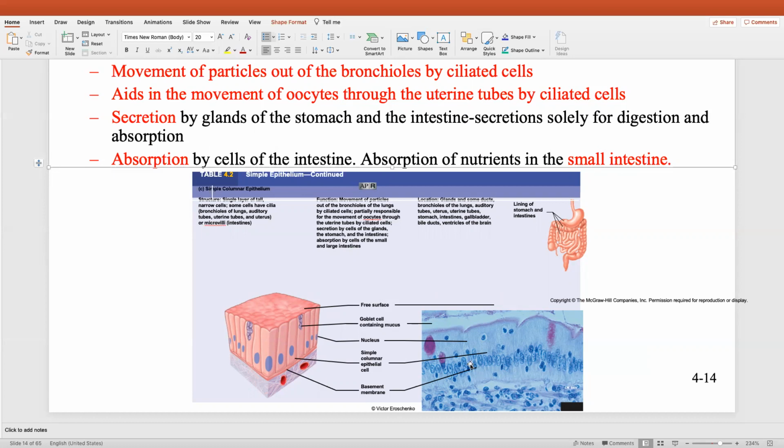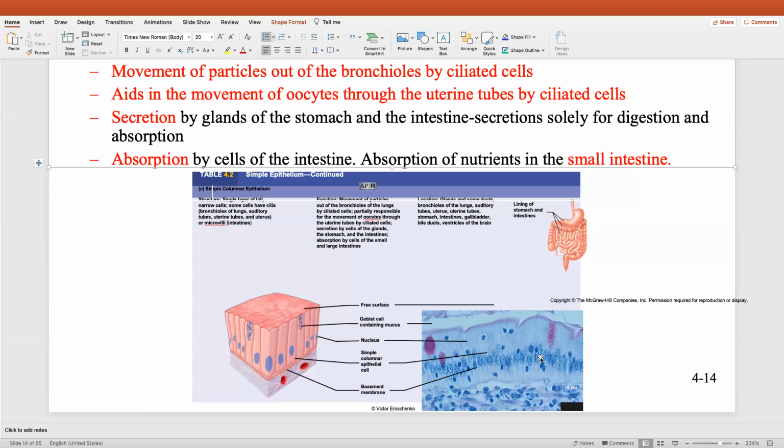So if you take a look at simple columnar cells, take a look at how long those cells are. Also, take a look at the nucleus here. The nuclei don't look flat like we see in simple squamous. Here's one nucleus, here's another, right? So the nuclei here look very oval shaped, like a football. In simple cuboidal, the nucleus looks like a beach ball, a big round nucleus. Here, it's oval shaped, right?